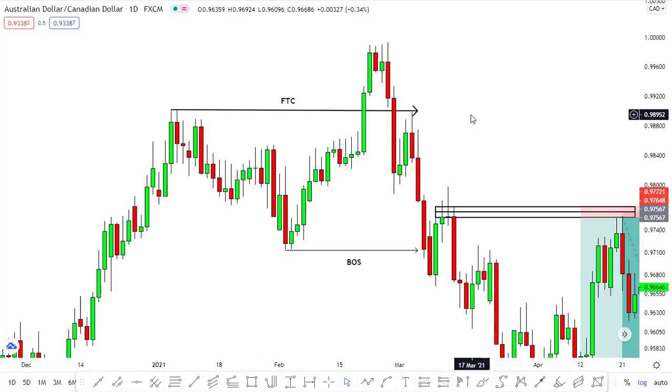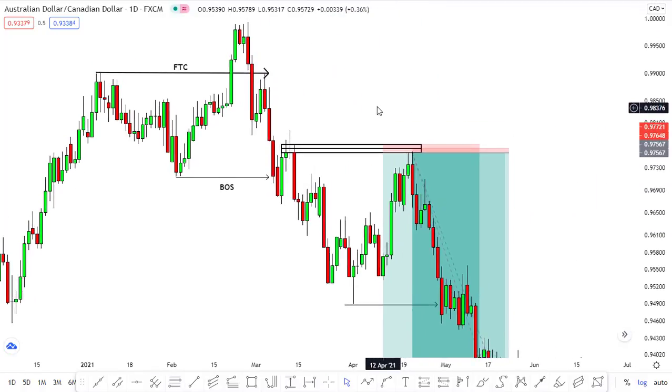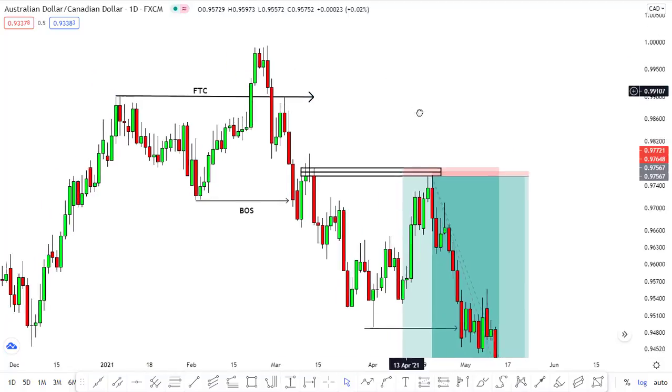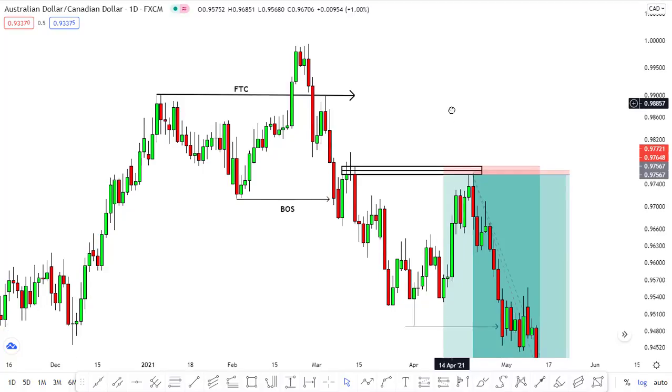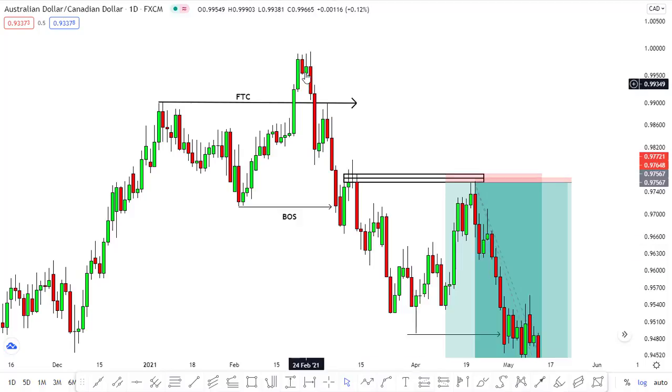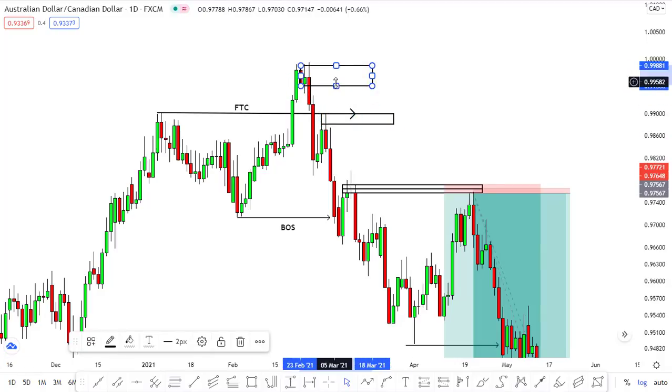So what can we do with this failed to continuation level? Right here we can delete one of our supply zones in the market, and we can limit our choices of trading supply zones. If you look at this bearish move to the downside, you can see that we have multiple supply zones here. One of them is here, the other one is here, and these two are resistance zones. This candlestick is supply zone 2.